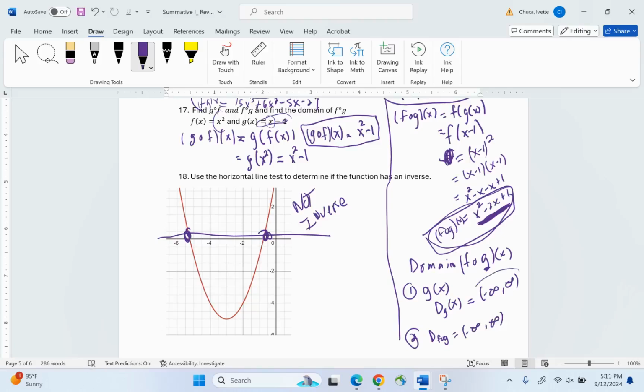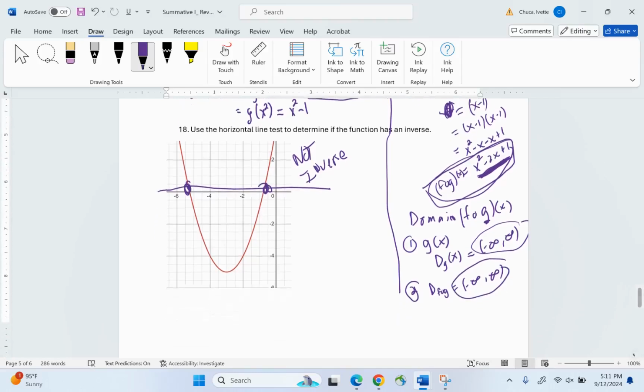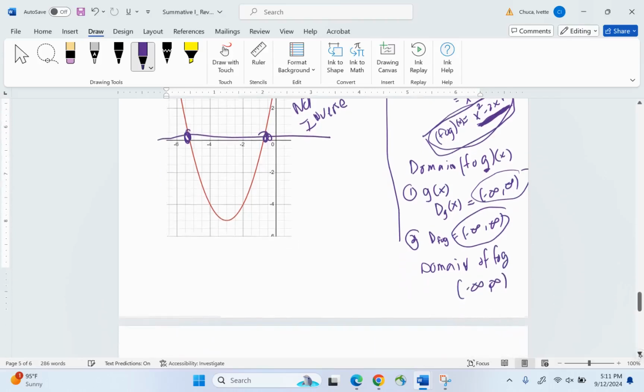So your domain is to look at both of these results, and whatever they have in common, that's what your domain would be. So the domain of f of g is going to be all real numbers in this example.